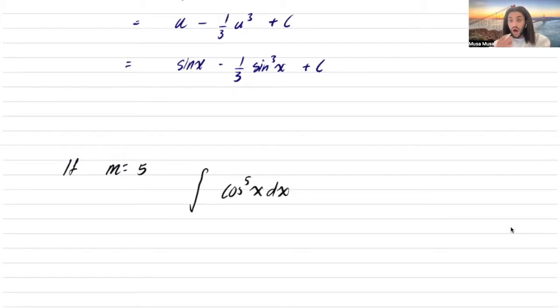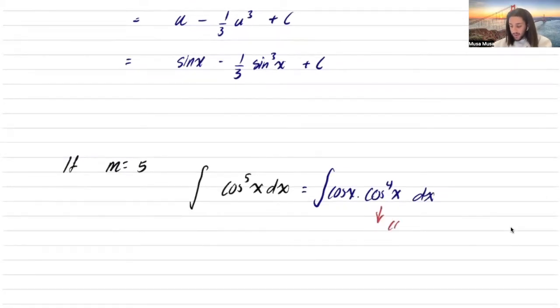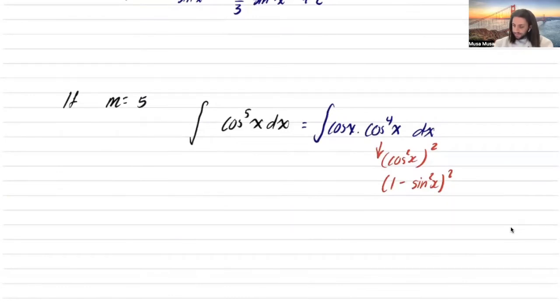So as I said, isolate one of the cosines. So this is going to be the integral of cos x times cos to the 4x dx. Now this cos to the 4x is the same as saying cos squared x all squared. And I know what cos squared x is. It's 1 minus sine squared x. So that's the power of 2 like this. Okay, perfect. Now my integral becomes the integral of cos x, which is the one I isolated, times 1 minus sine squared x all squared.